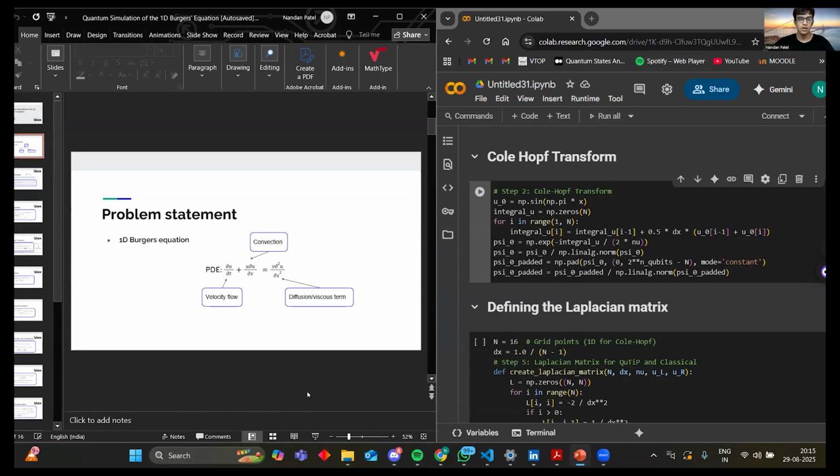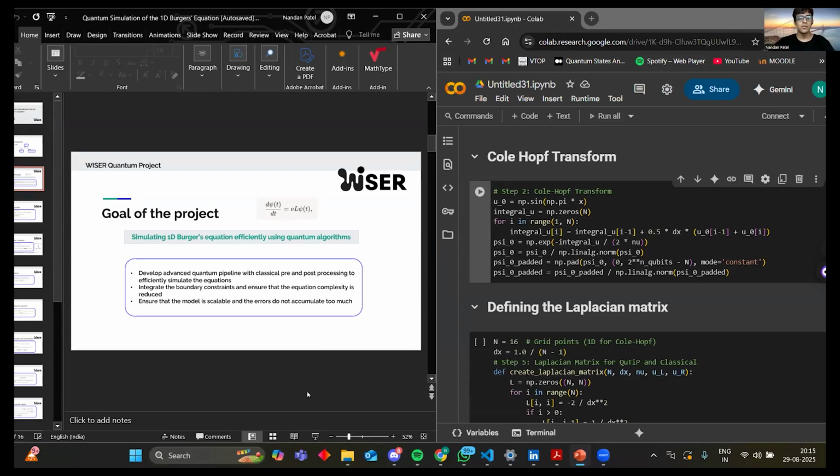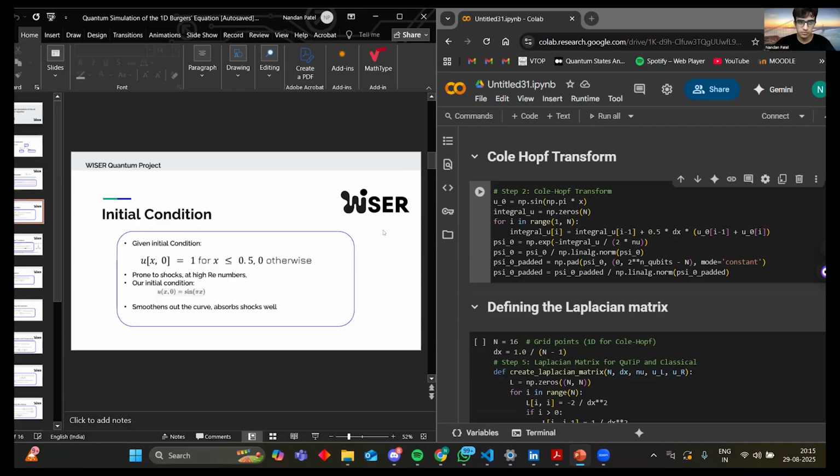and the linear diffusion. The goal of the project is to develop an end-to-end quantum classical pipeline with classical pre and post processing and with a quantum algorithm in between as well. We want to ensure that the boundary constraints are efficiently integrated, the model is scalable, and the errors do not accumulate too much. We also have a target goal equation in mind, which we aim to arrive at starting from the 1D Burgers equation. Let's see how we do that.